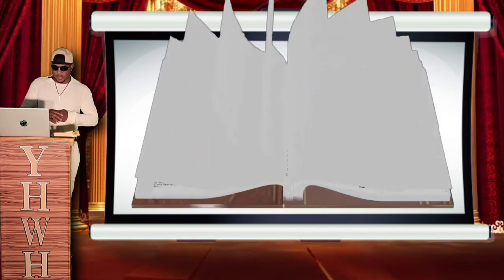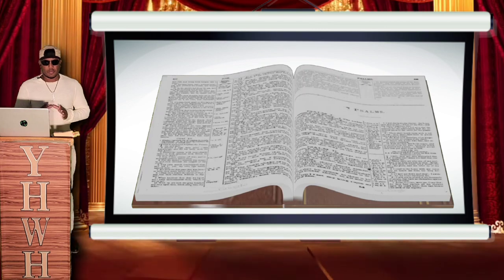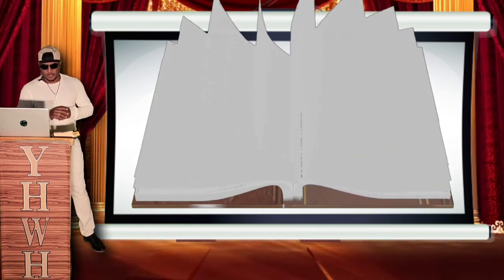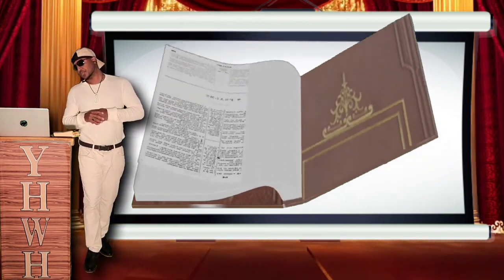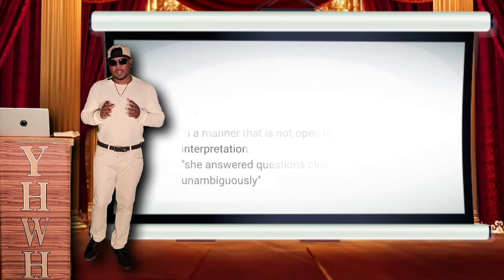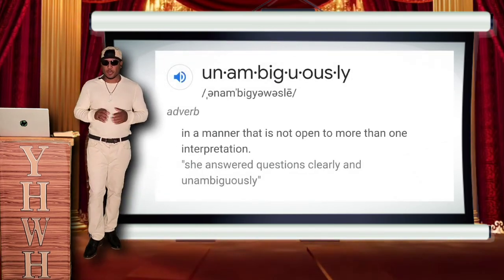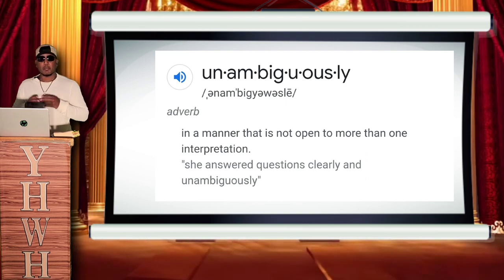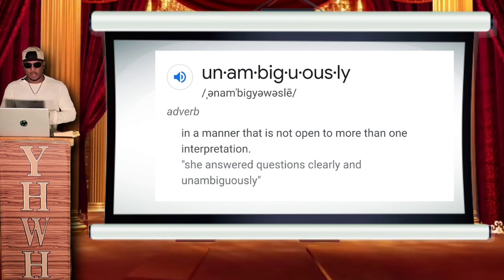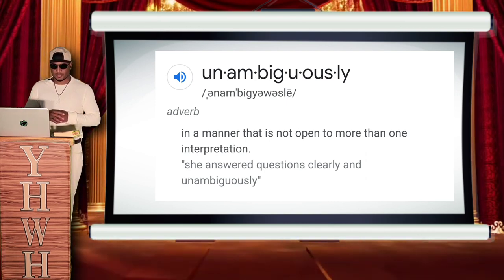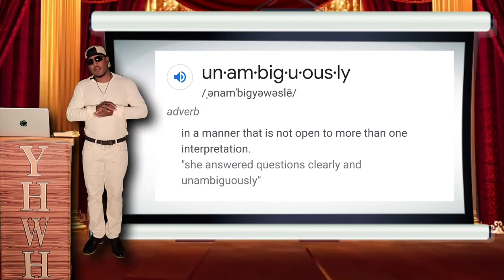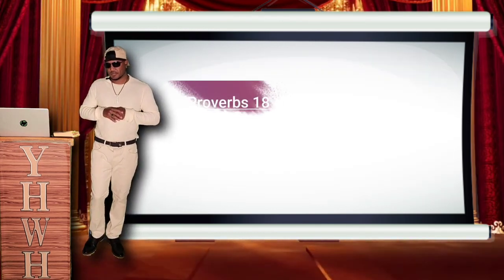All right. So I need to stress this first. The creation story is unambiguously written. That word means in a manner that is not open to more than one interpretation. I want to quote Proverbs 18:13.